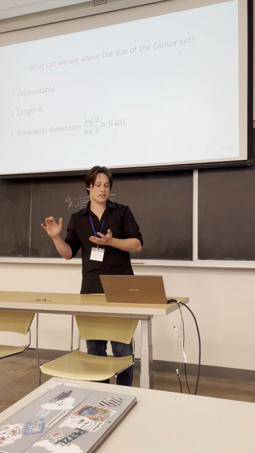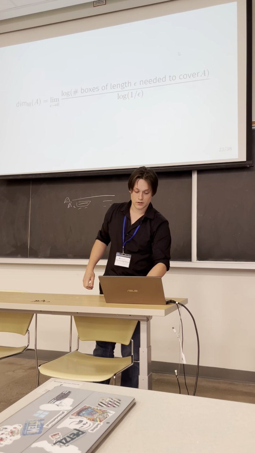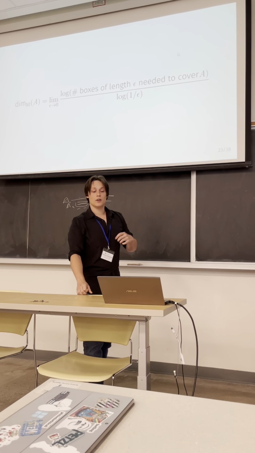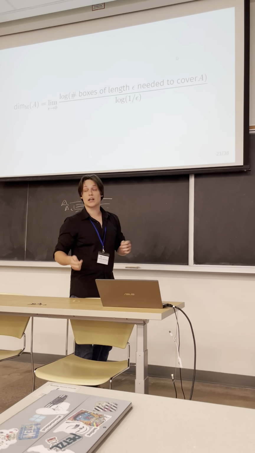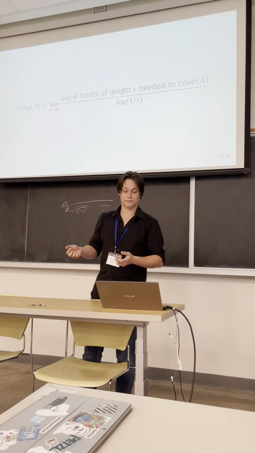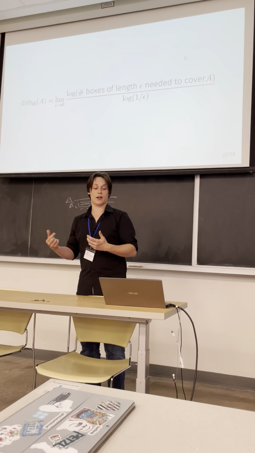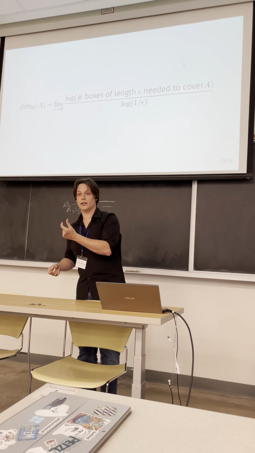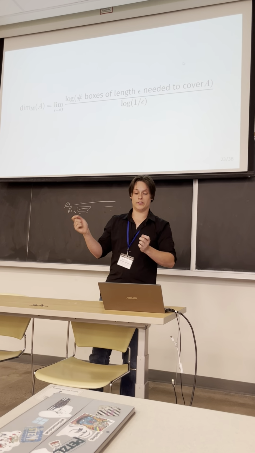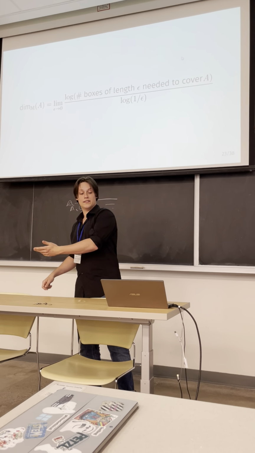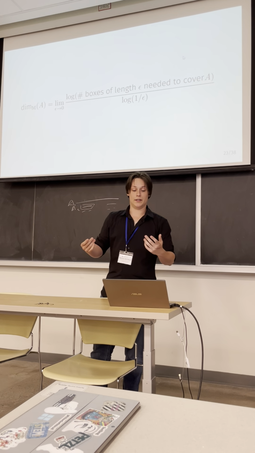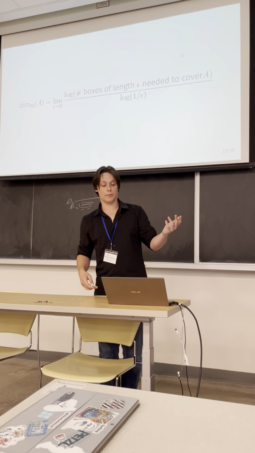So it's medium sized. To define the Minkowski dimension, we take our set, we cover it in boxes of length epsilon, and then we count how many boxes it takes to cover our set. We shrink epsilon a little bit, and we recount how many boxes it takes. And then we let epsilon go all the way to 0, and we end up with a limit. If that limit exists, this is our Minkowski dimension.